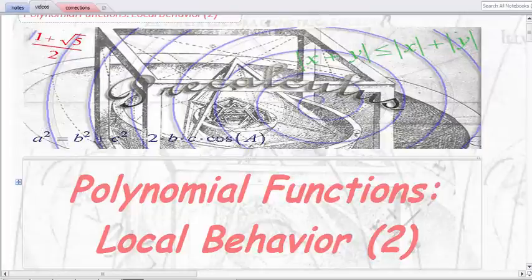This is the second lecture on the local behavior of a polynomial function, and we started looking at the behavior of the graph of a function around its x-intercept. We are going a little bit further in this lecture by looking at a tool that will allow us to detect the presence of x-intercepts of a polynomial function. I said detect the presence, not find it. Okay, and you will see the difference.